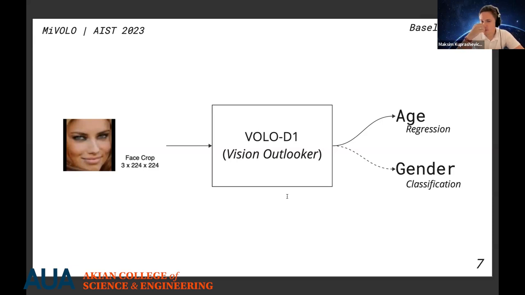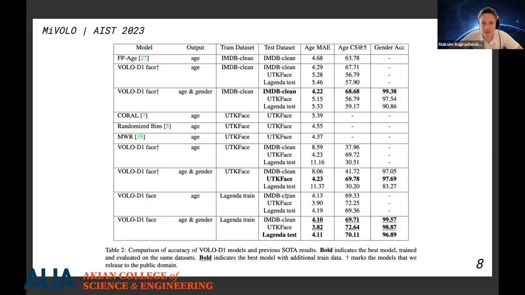I won't go deep into the training procedure. It's modified slightly, of course, compared to the original classification model, because we described these details in our paper, and we have not so much time. Let's take a look at the results. You can see that our baseline already takes state of the art for both IMDB-Clean, for example, here is the previous state of the art, and the same for UTKFace, and also very good results for our new Lagenda training and benchmark test set.